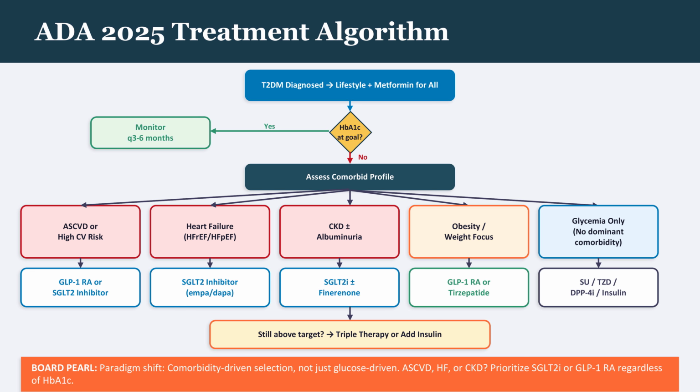If your patient's main issue is obesity and you need weight loss alongside glycemic control, reach for a GLP-1 RA or tirzepatide. And if none of those apply and you're just trying to get the glucose down, any agent works: sulfonylurea, TZD, DPP-4 inhibitor, or insulin. If dual therapy isn't enough after another 3 months, escalate to triple therapy or add basal insulin. The key principle: every time you see a T2DM patient, you're not just asking what their HbA1c is, you're asking what their comorbidity profile looks like and matching the drug to the patient.